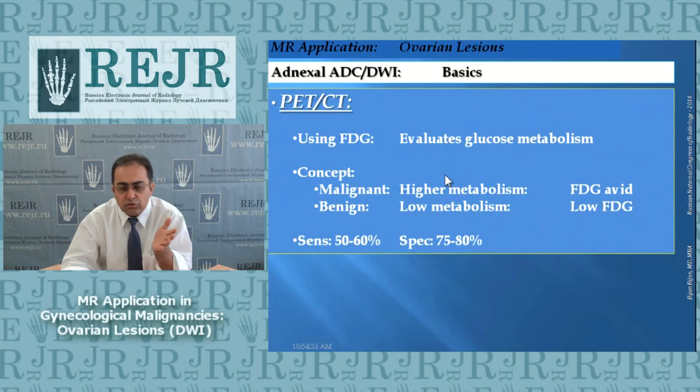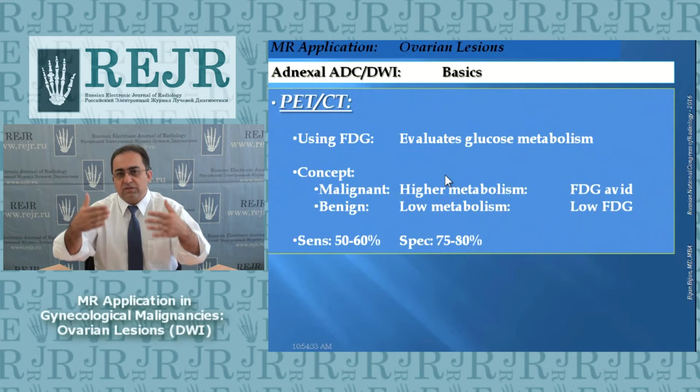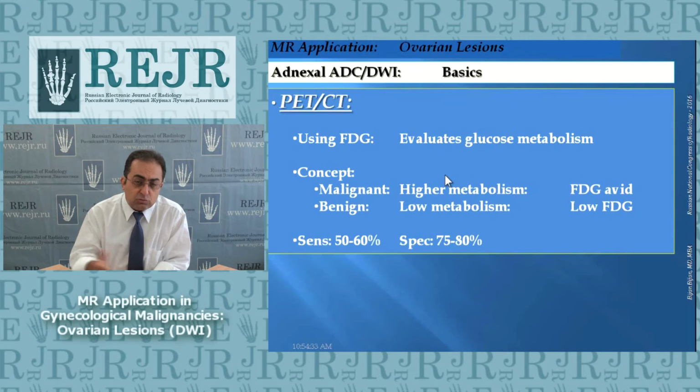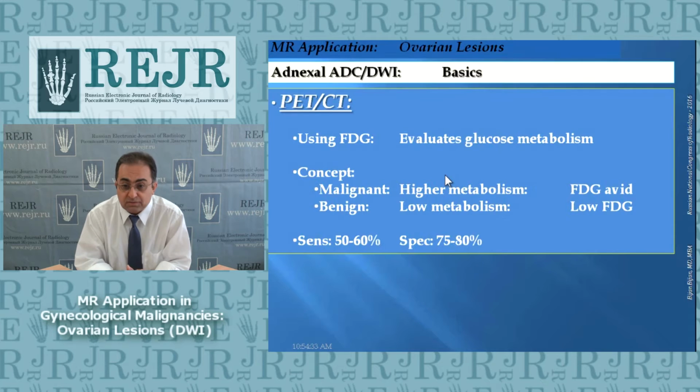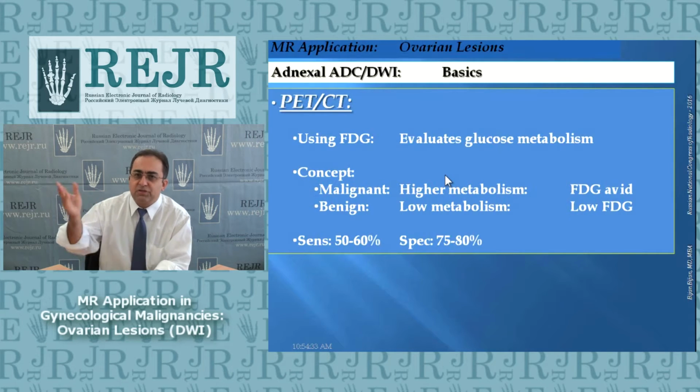Now, PET-CT is the new modality that we have in our armamentarium, and most of the time we use glucose, that's F18 FDG, and this is a glycolysis map of the body. We assume that malignant lesions have high metabolism, and benign lesions have low metabolism. So we call them FDG avid, and the others we just say low FDG uptake. Sensitivity of PET-CT using FDG is in the range of 50-60%, but specificity is a little bit higher, in the range of 70 to 80%.